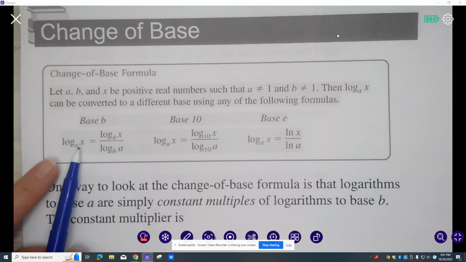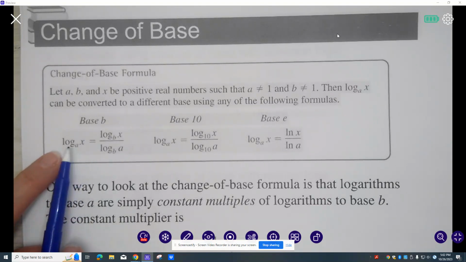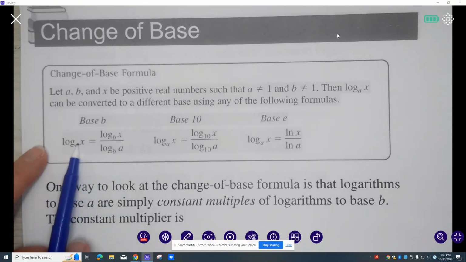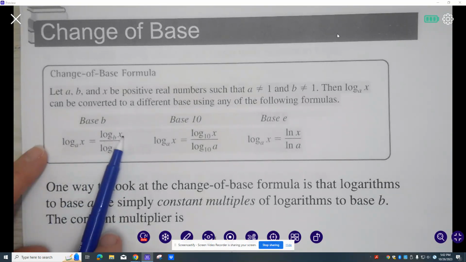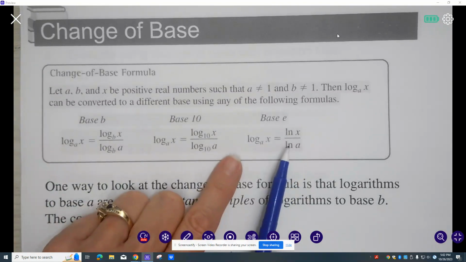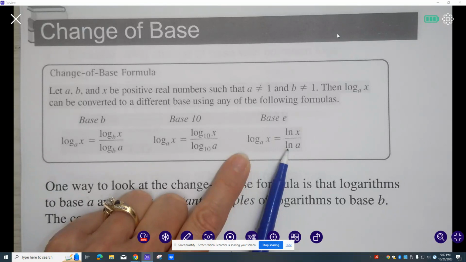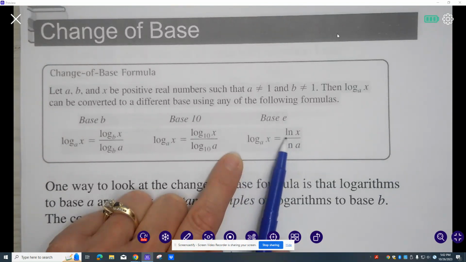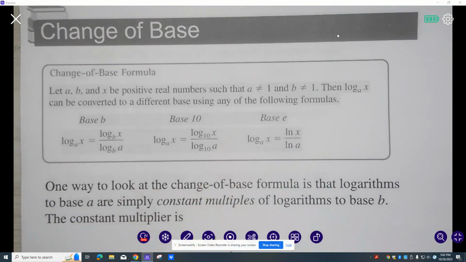So here's how I remember what goes on the top and what goes on the bottom. If you look at this x, it looks like it's over top of this A. So log of x goes on the top, log of A goes on the bottom. This one is actually one you may use a lot, changing to a natural log. So this would be natural log of x over natural log of A.